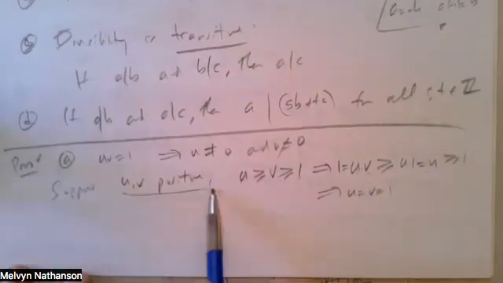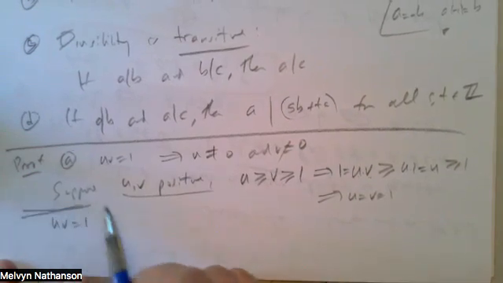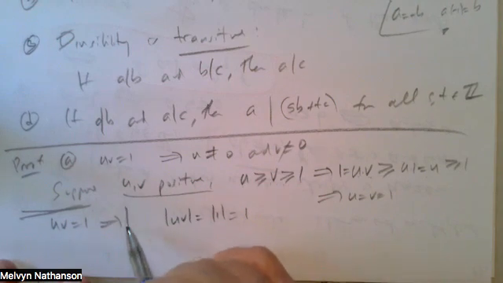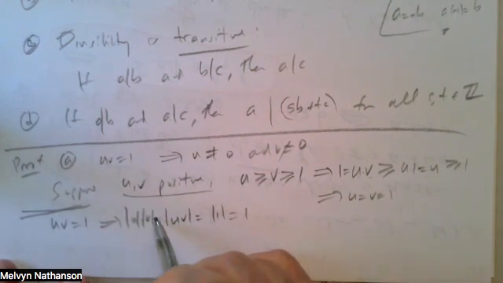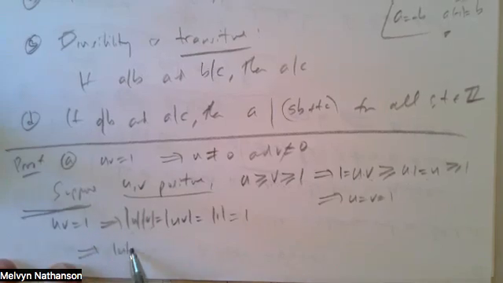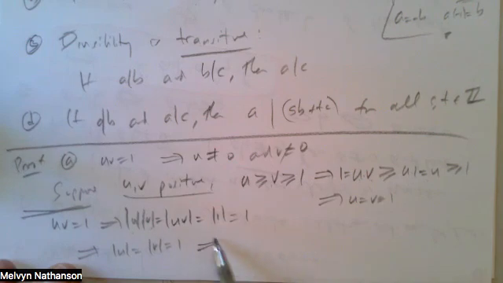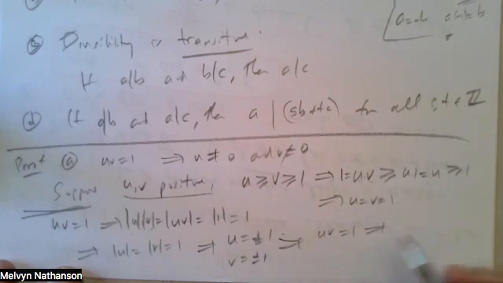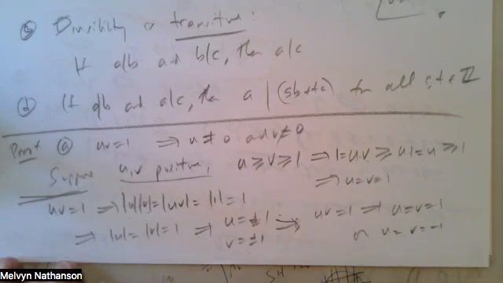Right? So suppose we don't assume they're positive, but UV is 1. Then the absolute value of UV is the absolute value of 1. And the absolute value of 1 is 1, and the absolute value of UV is the absolute value of U times the absolute value of V. These are now positive, because the absolute value of a non-zero integer is positive. So this says the absolute value of U and the absolute value of V are 1. And the only numbers that have absolute value 1 are plus or minus 1. And if you take plus or minus 1 times plus or minus 1, the only times UV equals 1 is when they're both positive or they're both negative. Because if one were positive and the other were negative, the product would be negative.